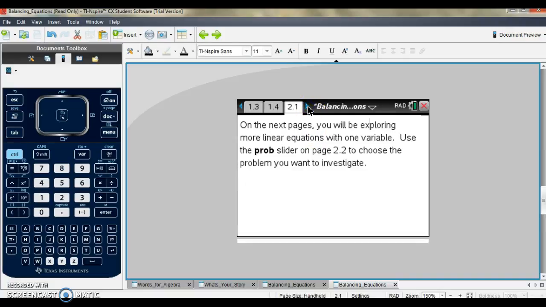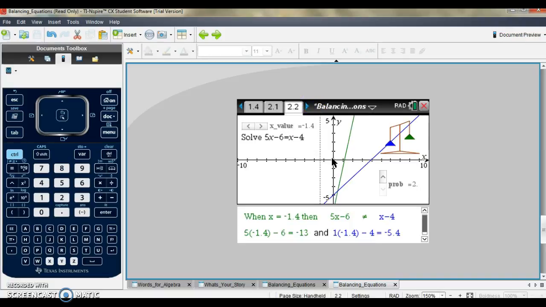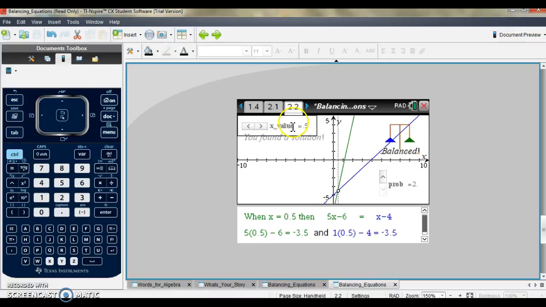So if we want to do it again, we have 5x minus 6 is equal to x minus 4. So if we move the x values until the two lines intersect, we see that our x value is equal to 0.5.